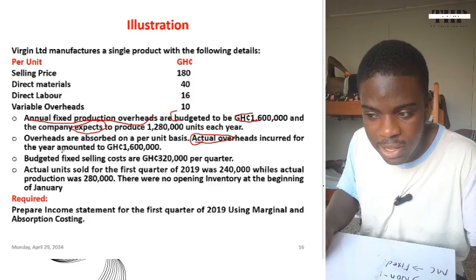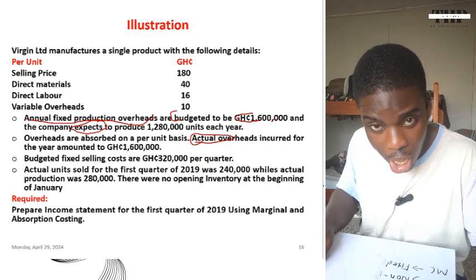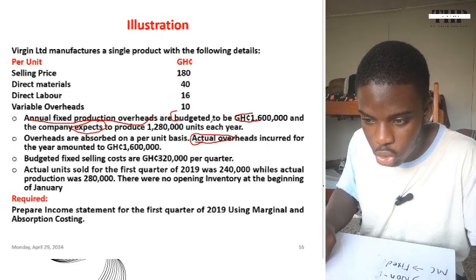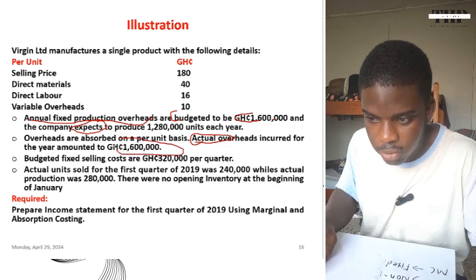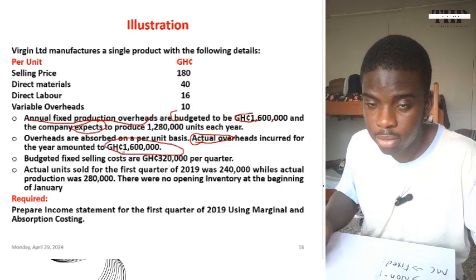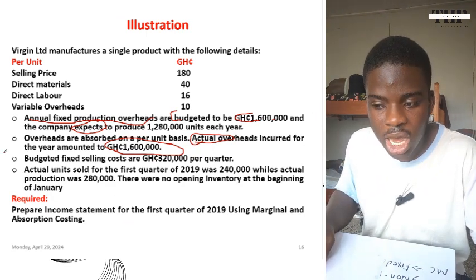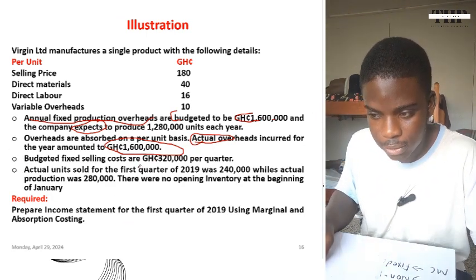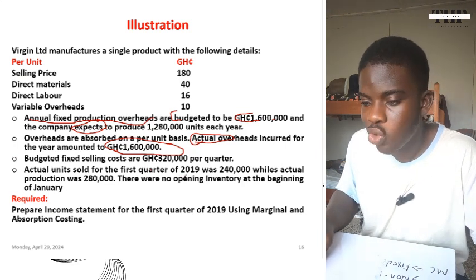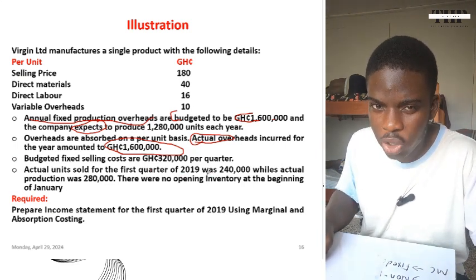So they are incurred for the year. So the actual overhead incurred was what? Also 1.6 million. Anyway, the budgeted fixed selling costs are 320,000 per quarter. Always take note of this, it is per quarter.